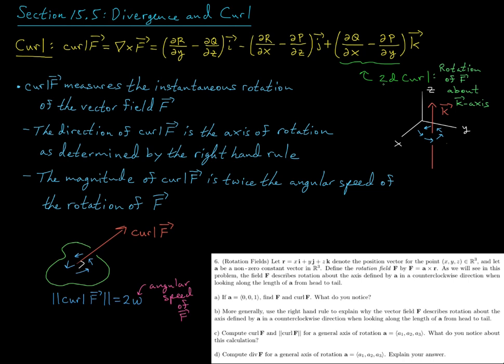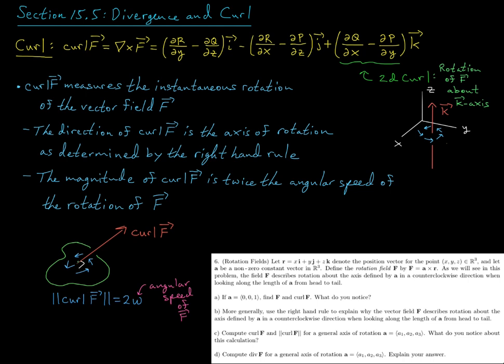Okay, so now more generally, if I have a three-dimensional vector field with components P, Q, and R, and they can depend on x, y, and z, well, the curl is measuring the instantaneous rotation of that vector field, and it's doing it in relation to this axis determined by the direction of the curl vector. Okay, so the direction of the curl is the axis of rotation, and this is determined by the right-hand rule, which I'm going to say a little bit more about as we go through question 6.